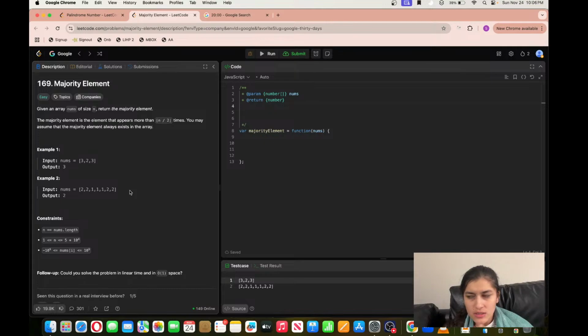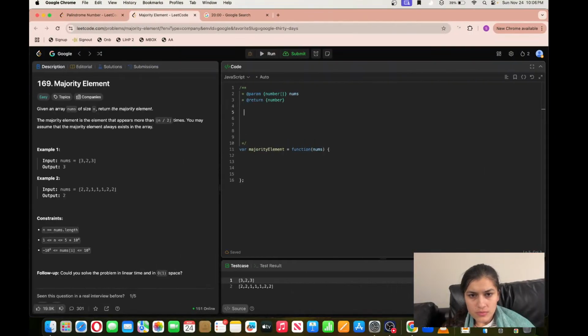So I need to do it in linear time and constant space. So how can I do that then? How can I do that? Linear time, constant space, there is an array.